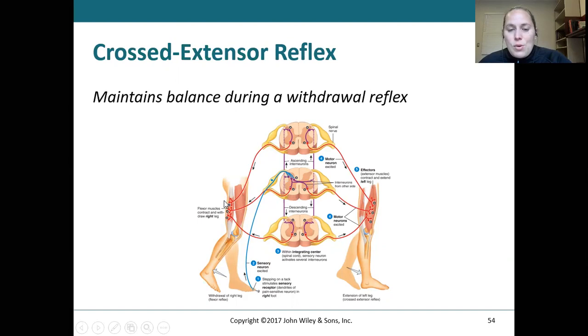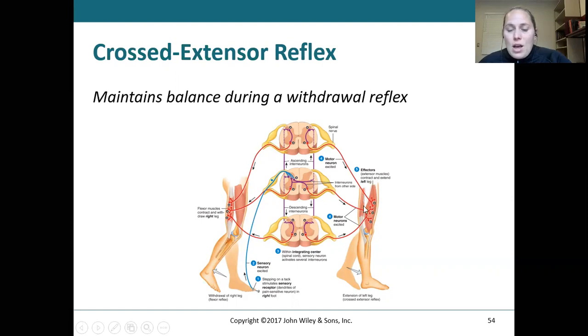Now, what's interesting is as you have that contraction of the right leg, you need to have balance, maintaining balance in the opposite leg. And so because of that, you also have projections going across those dorsal horns into the other side, and that's going to project onto the opposite leg. And so here you have extensors that are going to cause extension of that other leg.